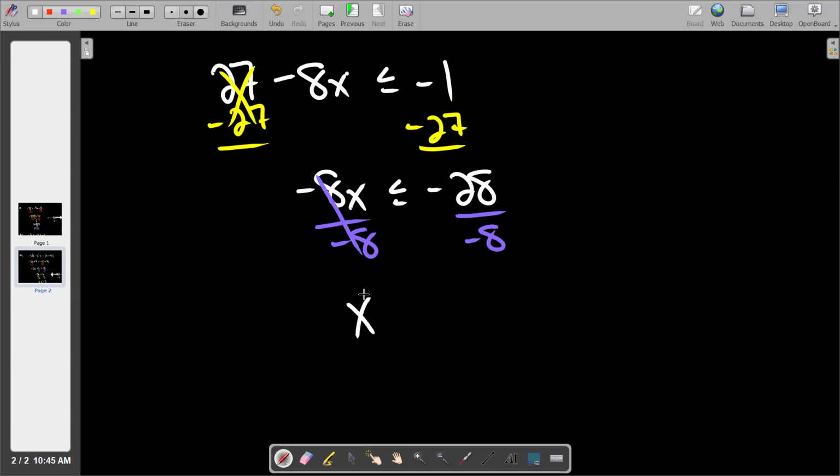Oof, that was a lot. And I am going to switch my inequality sign because the purple numbers are negative. So it is greater than or equal to, and I'm going to divide both the top and the bottom by 4, resulting in a 7 and a 2, like that.